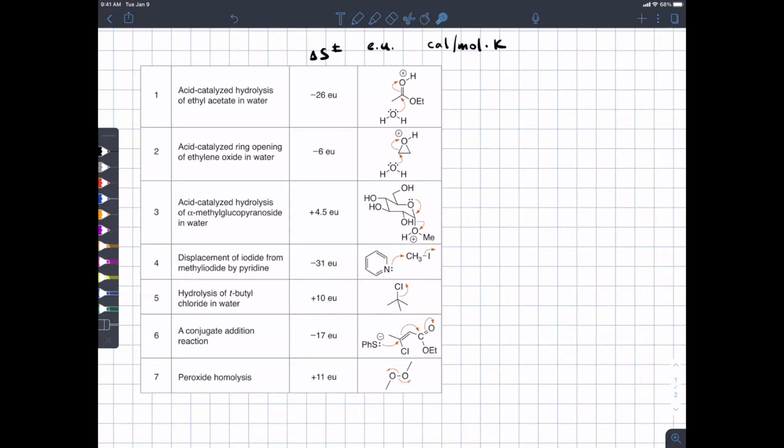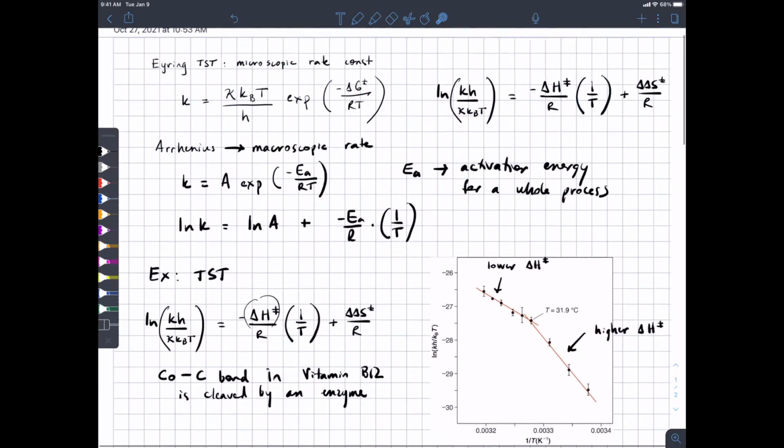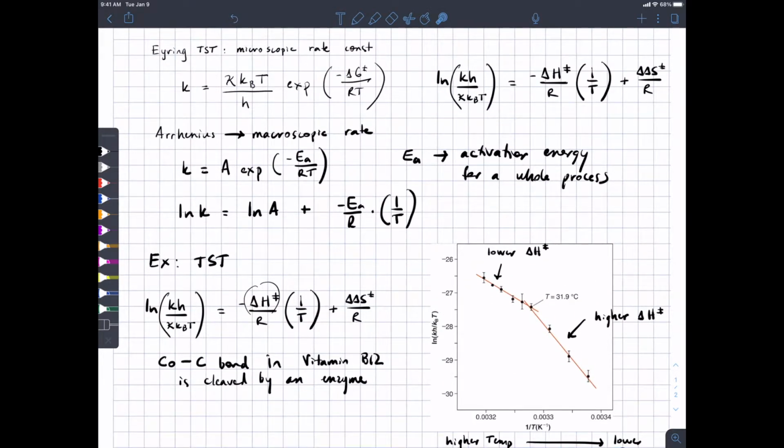And then conjugate addition is maybe not surprising. Lastly, peroxide homolysis. This is just breaking of the peroxide bond to give two alkoxy radicals. That has a favorable activation entropy because, again, you're taking one thing and making two. So you can actually assess these things, and they tend to track with what you would expect, and that's kind of nice to see. All right, so that's maybe enough of the transition state theory and entropy versus enthalpy.